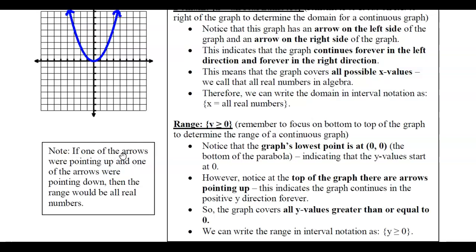Now again, notice if one of the arrows were pointing up and one of the arrows were pointing down, then the range would be all reals. So that would be like if this graph went here and then maybe down here. That would change my range to be all reals, but that's not the case. Therefore, my range is not all reals. So again, it's lowest to highest, paying attention to our arrows and identifying those domains and ranges.